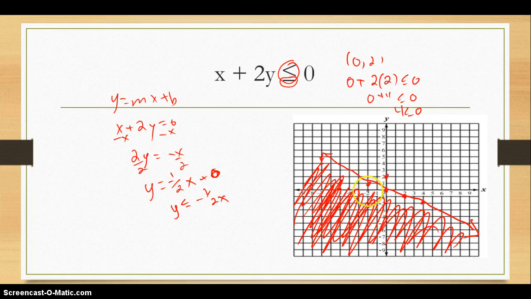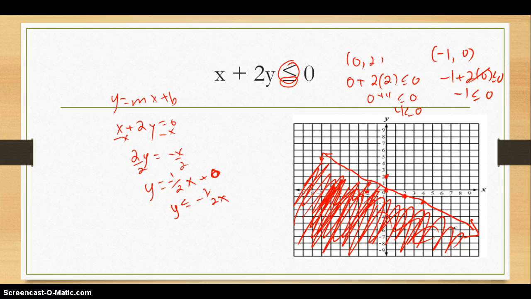So if you wanted to check it, let's say, plug in -1, 0. So -1 plus 2 times 0 is less than or equal to 0. That cancels out, so negative 1 is less than or equal to 0. Is negative 1 less than or equal to 0? Yes. So we know we shaded the correct side here.